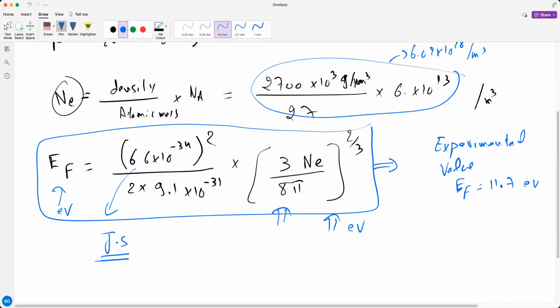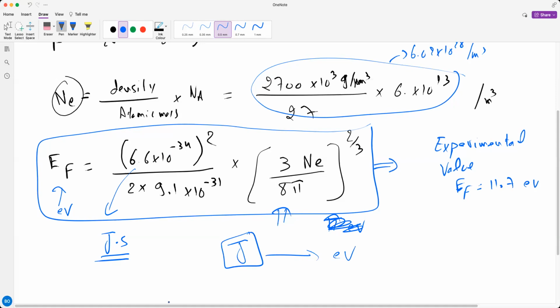Wait, what do we divide by? 6.6? Well, the value that you got is in joule. The energy that you got is in joule. Now you want to convert it to electron volt. So you have to divide by 1.6 times 10 to the minus 19.